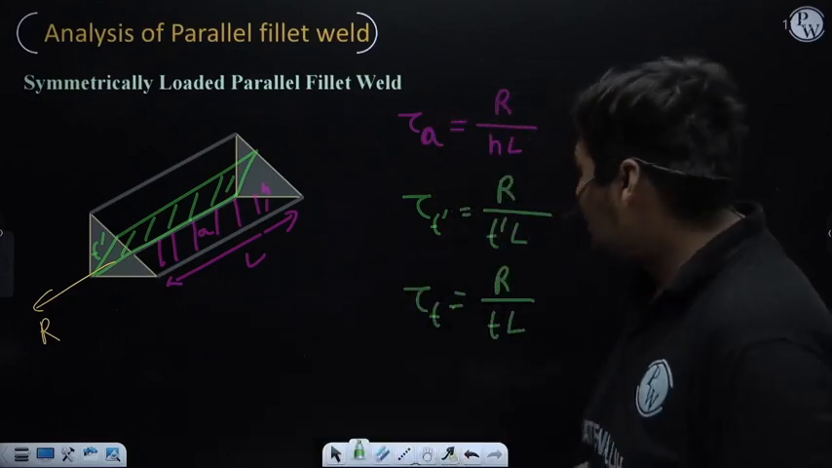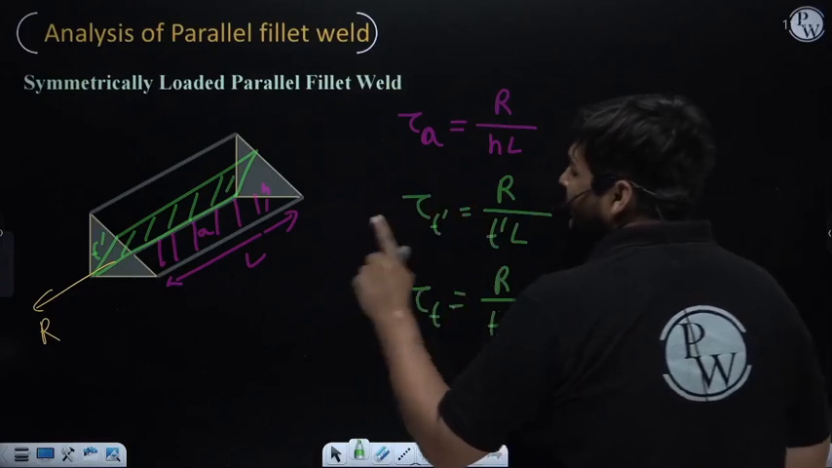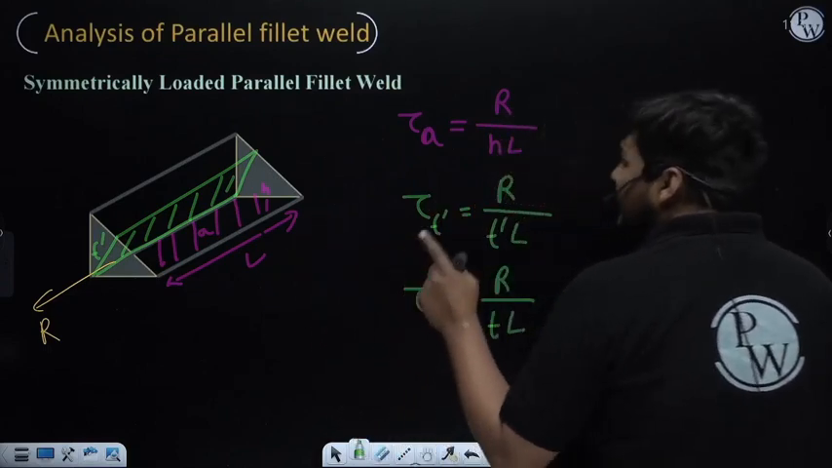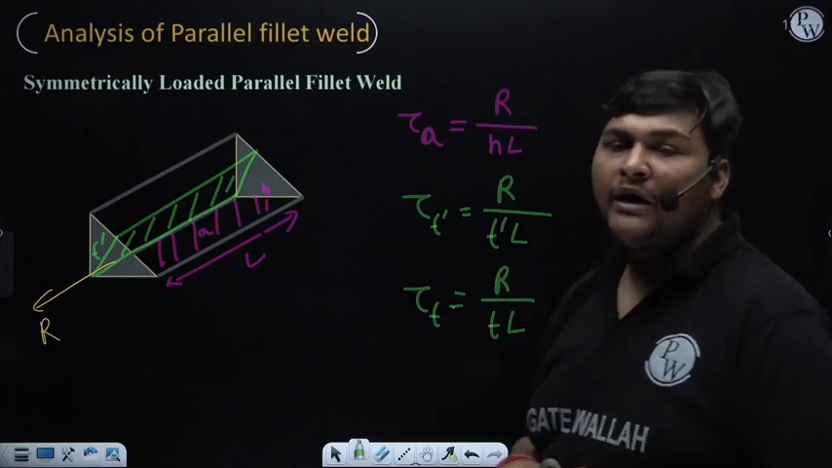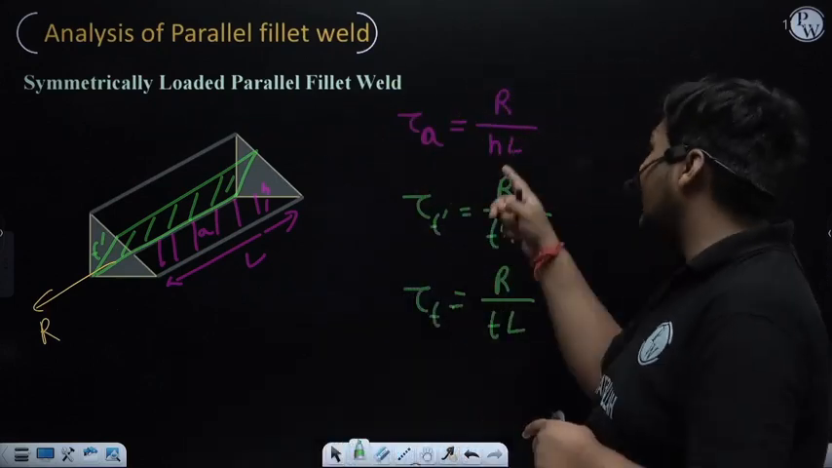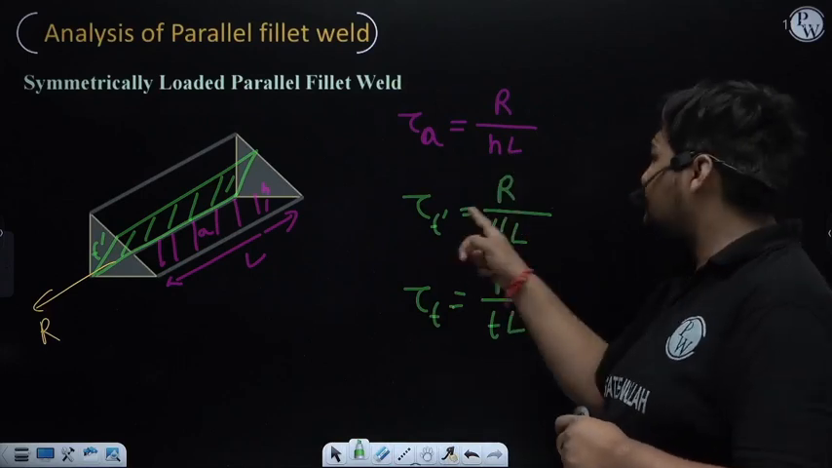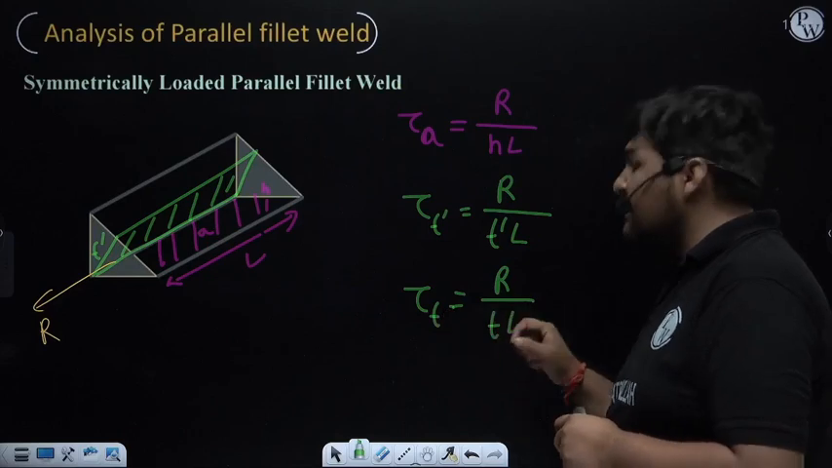Okay, we already know. So can I say in case of parallel fillet weld, whenever force is parallel to the weld length, in each plane of the fillet weld shear stress will be induced, whose formula to calculate is resistance divided by the area of the plane. If you want to calculate shear stress at the leg plane, it will be HL. At the T dash plane, it will be T dash L. And if you want to calculate at the throat plane, it will be TL.